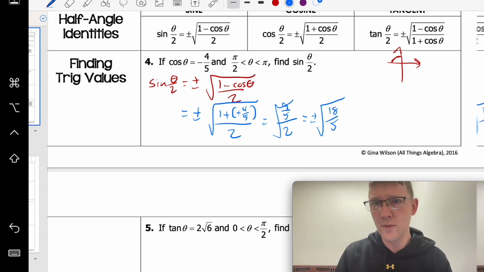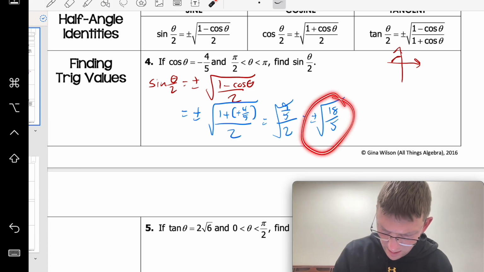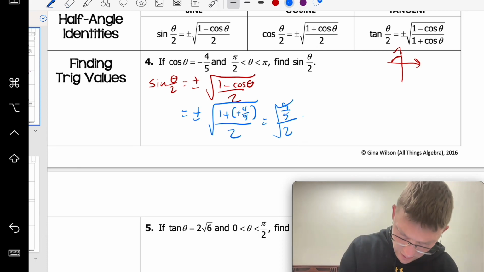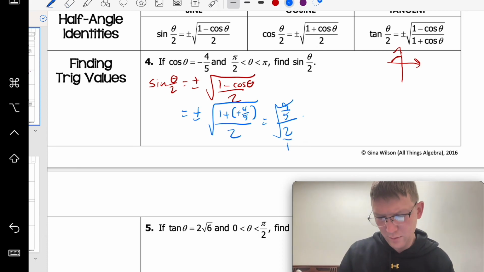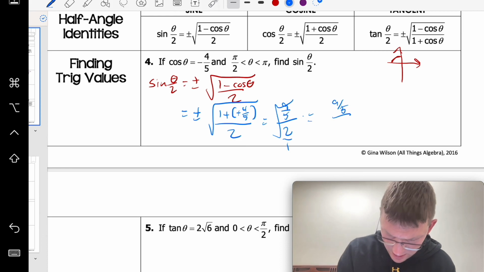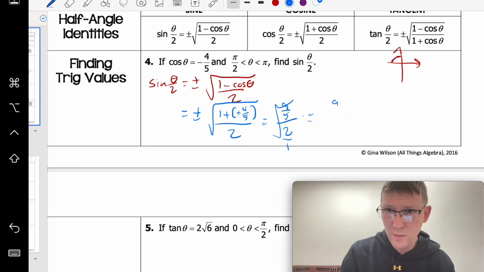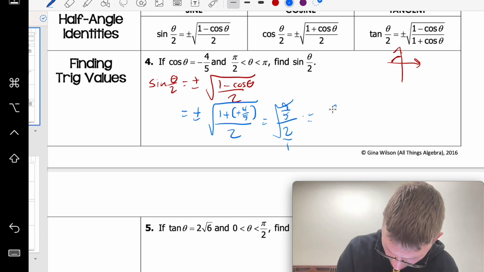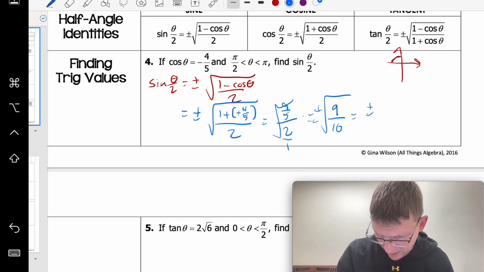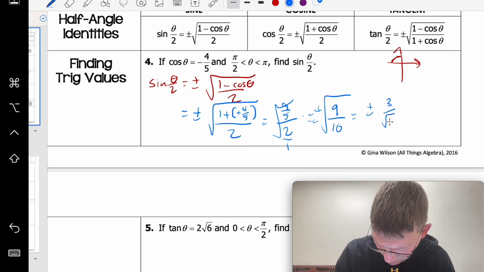And then we're going to back up a little bit. Made a mistake here. Knew that sounded wrong. So this 2 is like 2 over 1. So when I multiply by the reciprocal, that's going to be 9 divided by 5 over 2. Okay, yeah, I just did that. So that would be like square root of 9 over 10, plus or minus. So then from there, we've got plus or minus 3 over square root of 10.